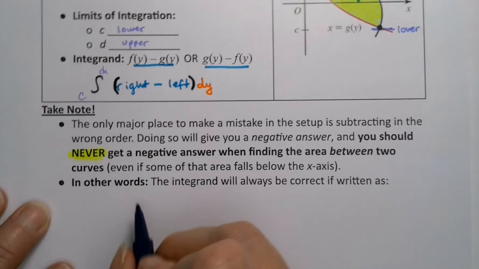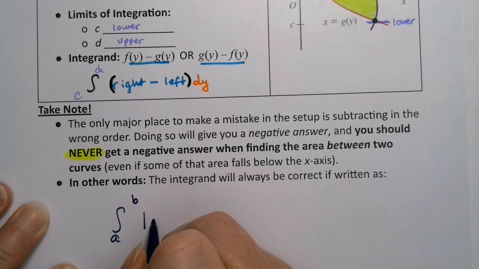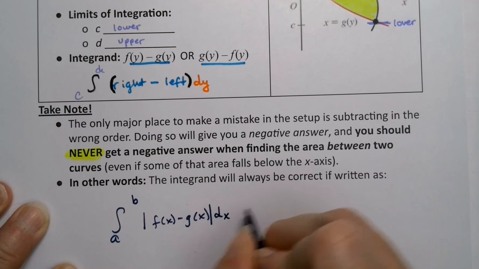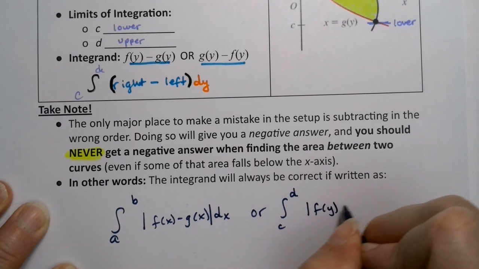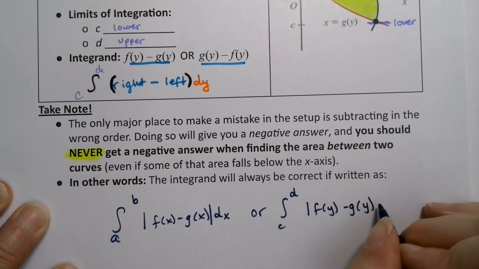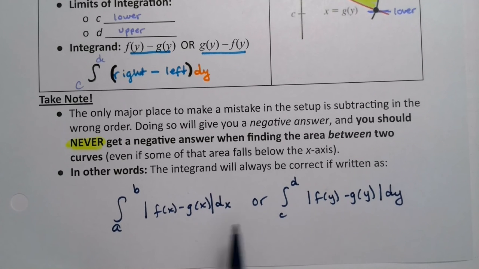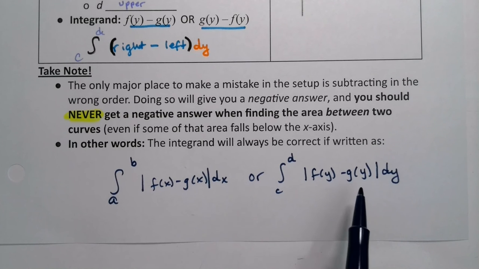So I could say from A to B of the absolute value of f of x minus g of x dx, if I'm going that way, or from C to D of the absolute value of f of y minus g of y dy. The danger, of course, is what if you mess up this direction? What if you accidentally think you should be integrating with respect to x and you should actually be doing y and vice versa? Well, that's going to be difficult and you'll have to work on that. All right, but we'll work on it with some examples.